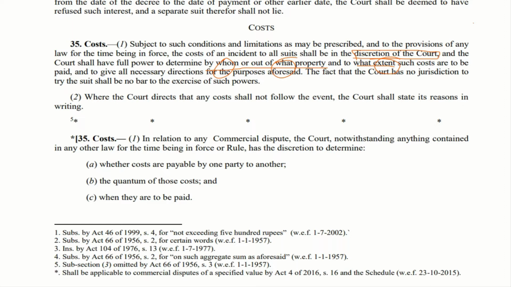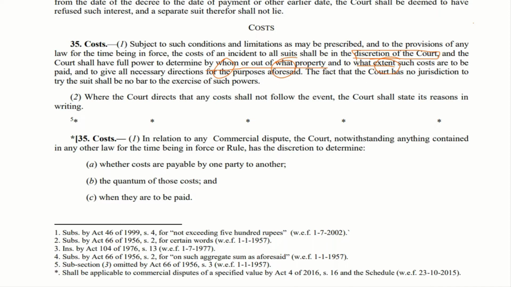If a person is taking a defense saying that the court has no jurisdiction to try the suit, then it shall be no bar to exercise such powers. To understand in a simple way, if a person is saying to the court, this court cannot impose the cost because this court has no jurisdiction to try the suit, whether this defense will work out? The answer is no. Even without a jurisdiction, the court can impose cost.